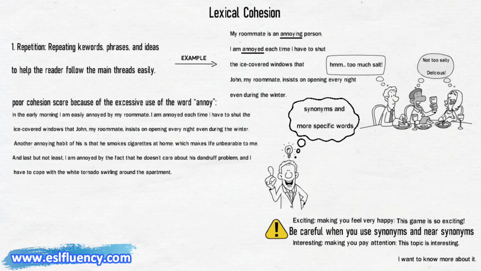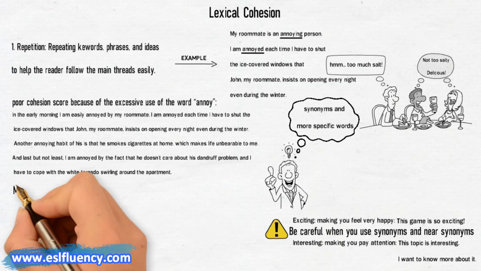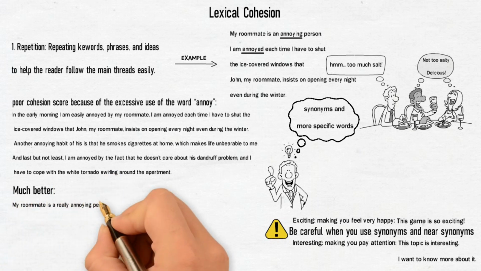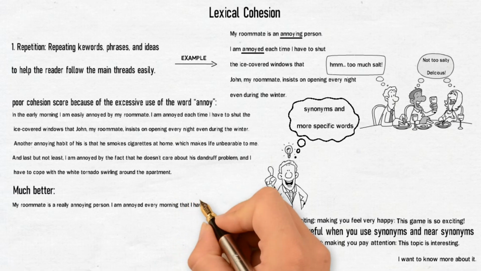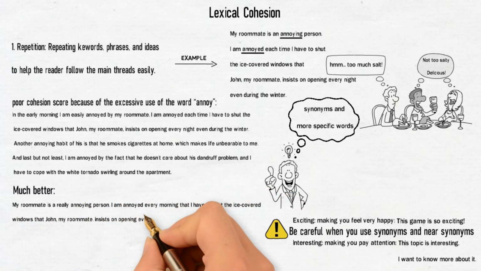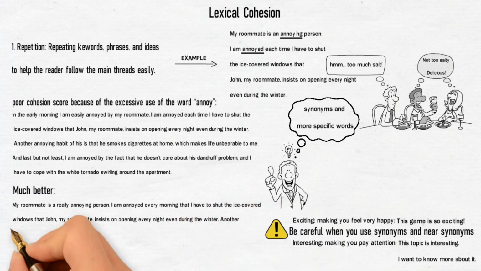Now, let's get back to our paragraph that had poor cohesion. Pause the video now and try to get rid of the repetition. And here is the answer. My roommate is a really annoying person. I am annoyed every morning that I have to shut the ice-covered windows that John, my roommate, insists on opening every night, even during the winter.